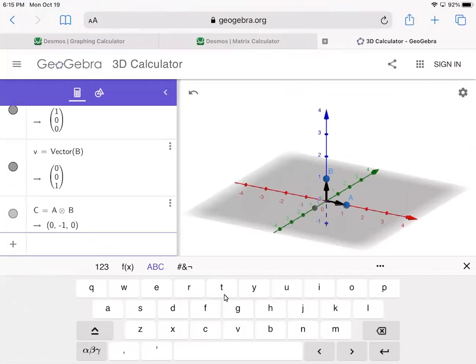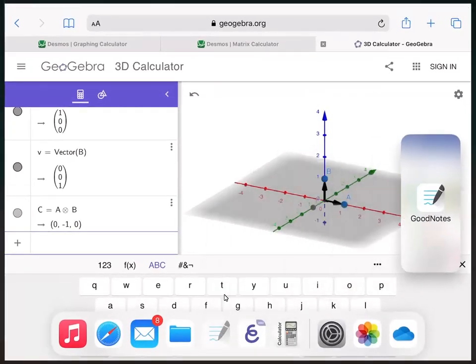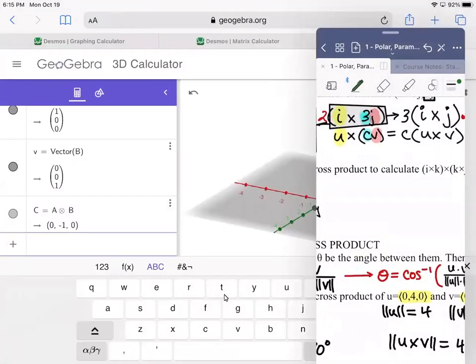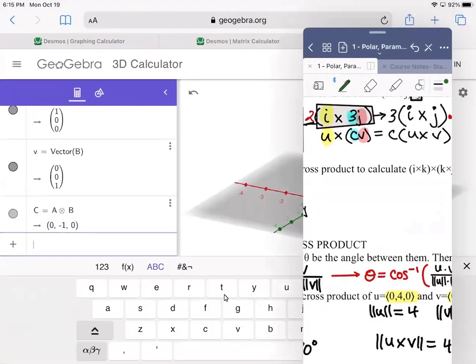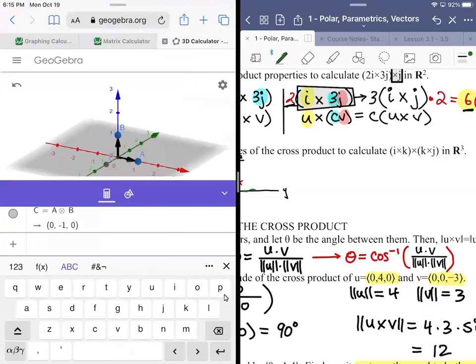And the big question I'd be asking if I were a student is, well, why are you using the app? Sorry, the iPad, because that's the display that I'm using to show the notes. So it's not ideal, but it's what I'm doing. So anyway, at long last, we got 0, -1, 0, which is the coordinate set for negative j.